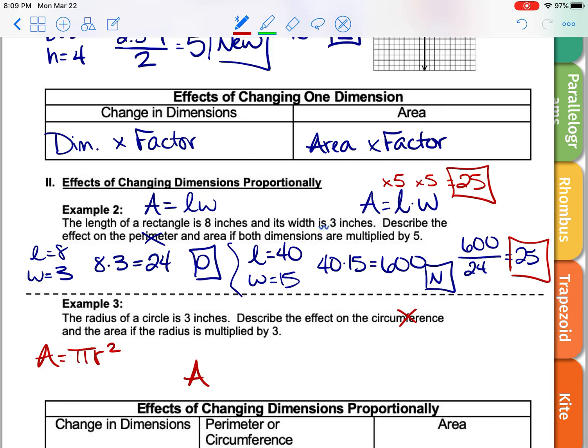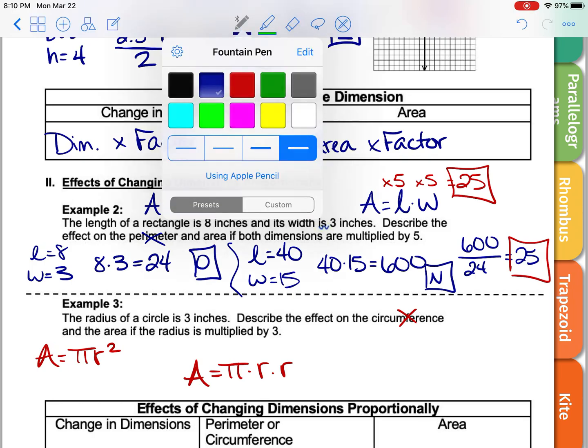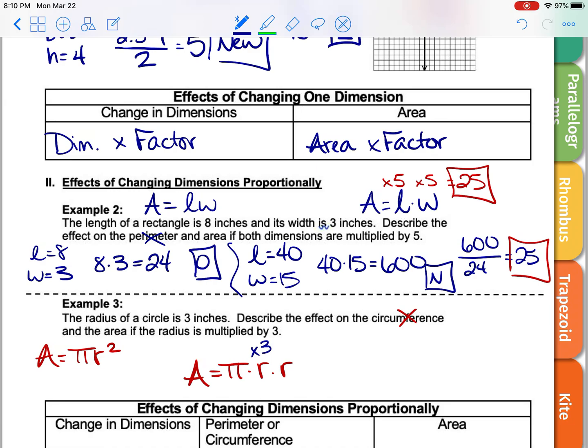So when you're doing this trick, go ahead and write it as pi times radius times radius, because that's the same exact formula. Well, if they want us to change the radius by 3, then we would change this one by 3 and that one by 3. And so our effect would be that it got 9 times bigger. That's all you have to do. Write out your formula, write the change above it, and that's your answer.